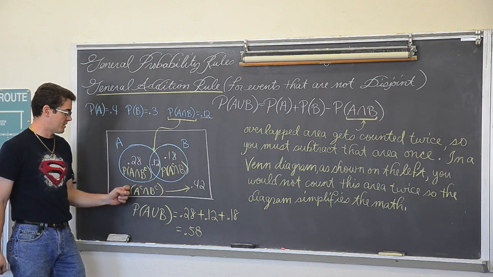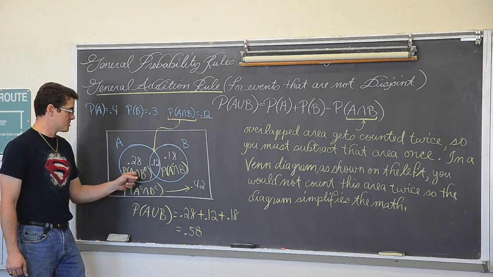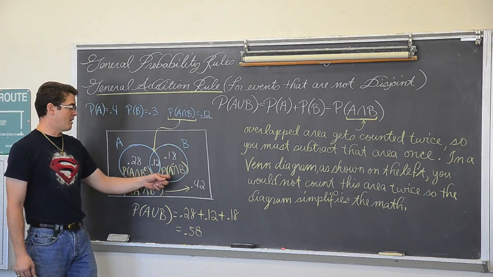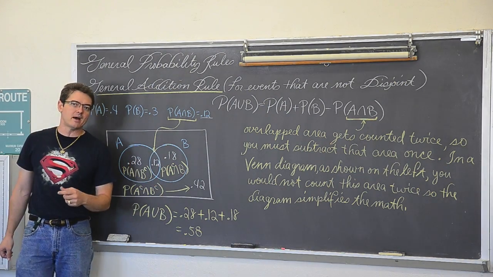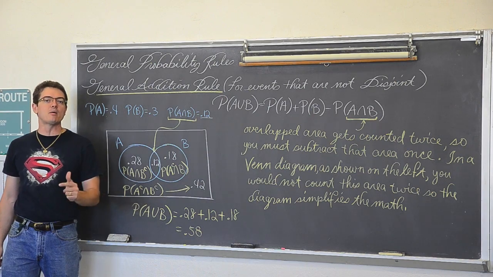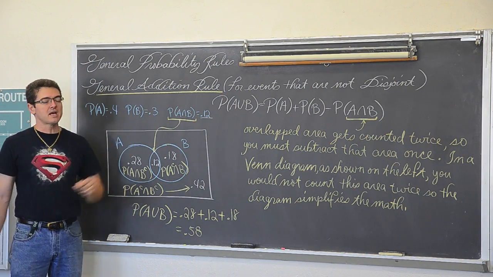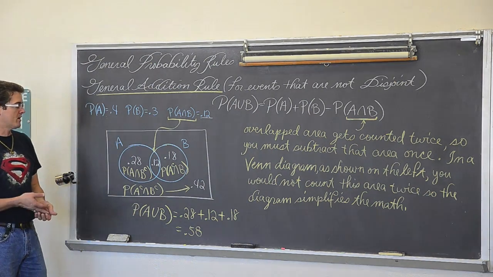But with the Venn diagram, I can find the probability that neither one occurs, the probability that A occurs and not B, or the probability of not A and B occurring. So see, these Venn diagrams not only simplify the mathematics, they also make answering other probability questions from the same setting much, much quicker.